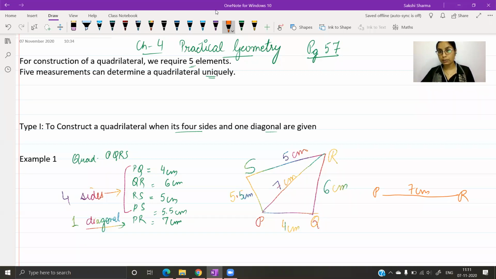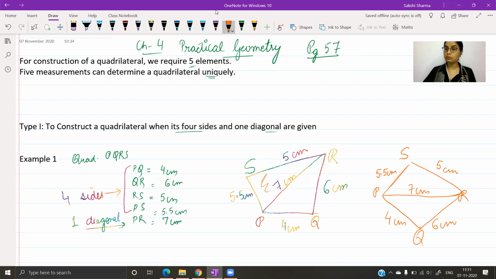तो ऊपर जो triangle बनना है उसको हम ले लेते हैं ये वाला, the one on the left, this one. So this will be PSR, where PS is 5.5 centimeters and RS is 5 centimeters, and the triangle below this will be PQR, where QR is 6 centimeters and PQ is 4 centimeters. So मैंने इस rough sketch को देखकर अपने quadrilateral की construction करनी है.